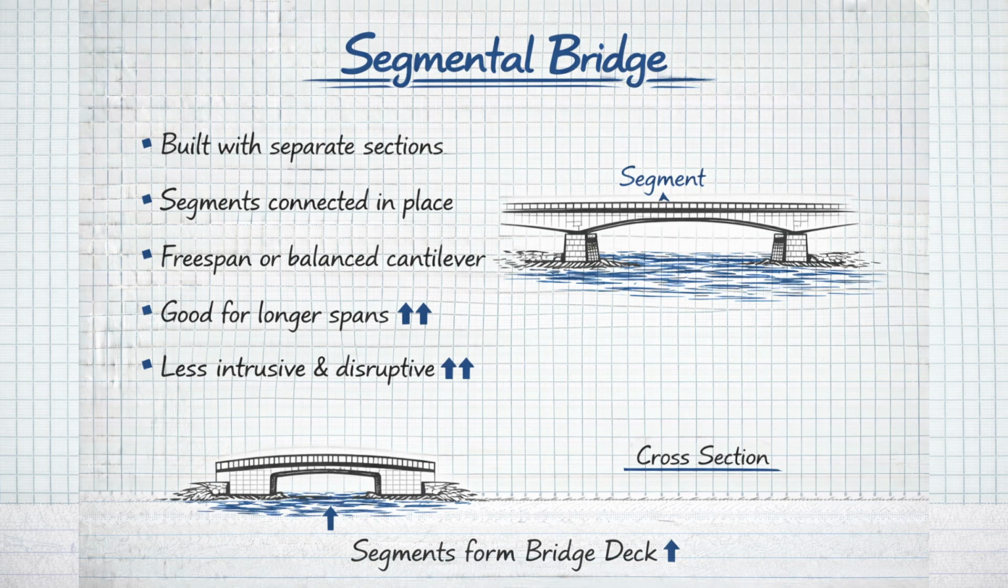18. Segmental bridge. A segmental bridge is built from short concrete sections joined together with cables. It is post-tensioned for added strength and constructed piece by piece. This method is ideal for long elevated roads.